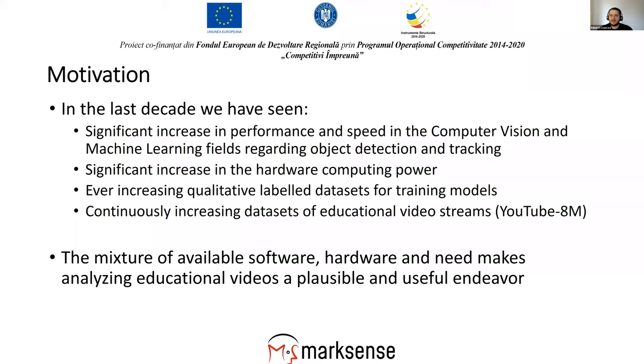And in the last decade, we have seen significant improvements in these areas, where since 2012, the convolutional neural networks have captured the field of image processing. And we see each year ever greater and faster models. Also, the hardware computing power is increasing yearly, and also it's getting cheaper. So it is much easier to get your hands on a piece of hardware which can run such models.